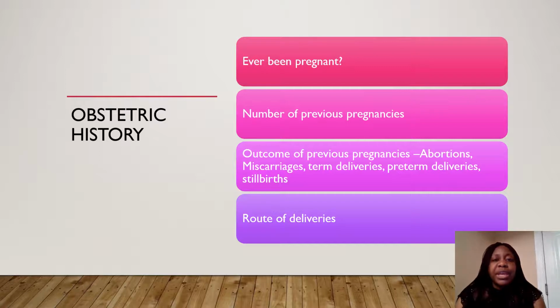So in the obstetric history, we want to find out if she's ever been pregnant, if she's currently pregnant, how many previous pregnancies has she had, and what was the outcome of each of the previous pregnancies. Has she had abortions, miscarriages, term deliveries, preterm deliveries, or stillbirths? We also want to find out the route of delivery in each case, whether she had vaginal births or if she has had a cesarean section.